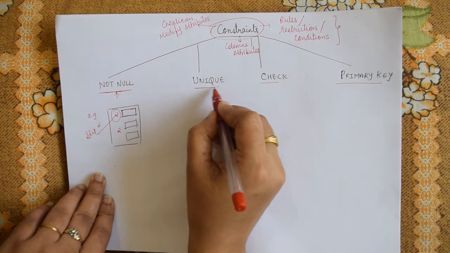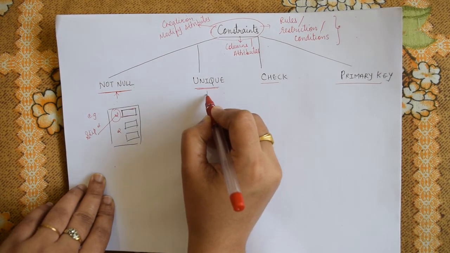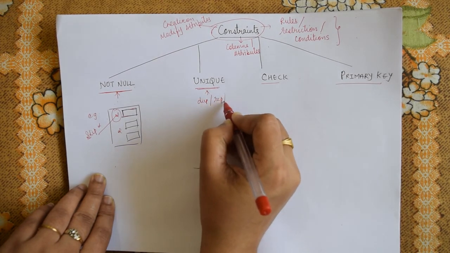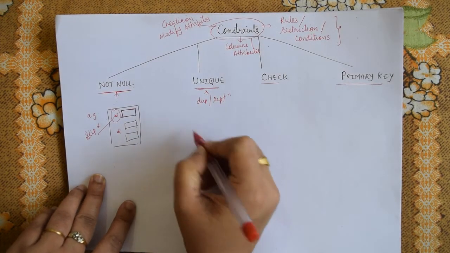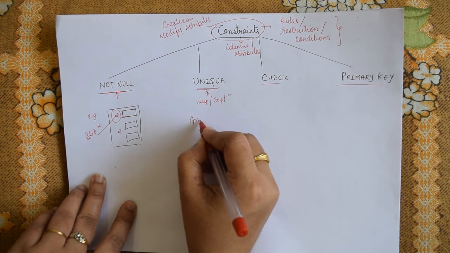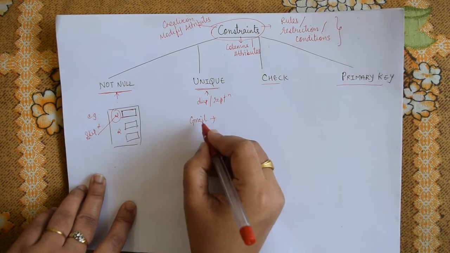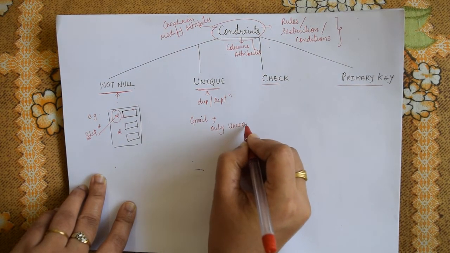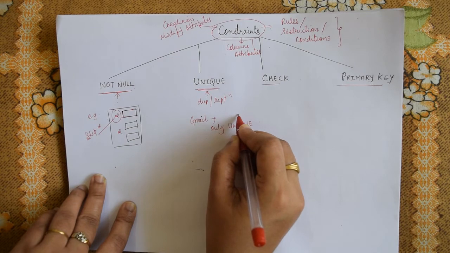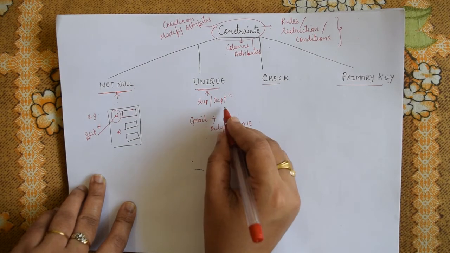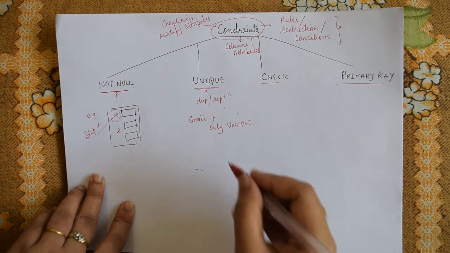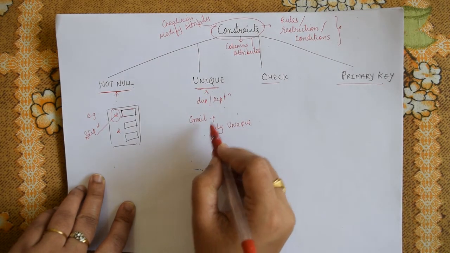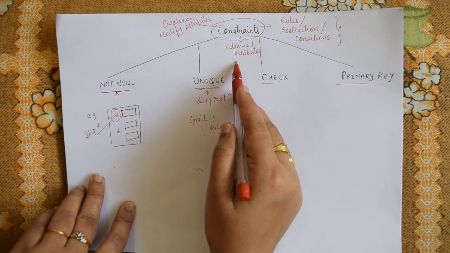Now next is the unique constraint. Unique means there should not be any duplication, or repetition. For example, when we create a Gmail account, it accepts only unique IDs. If your ID already exists, it will not create an account with that ID. You have to change your ID, correct? So this is the unique constraint. You should always have unique values in your columns or fields.